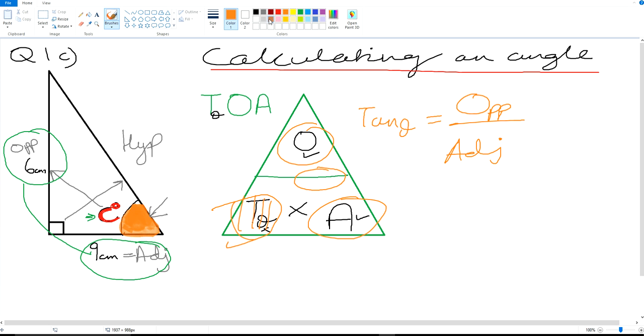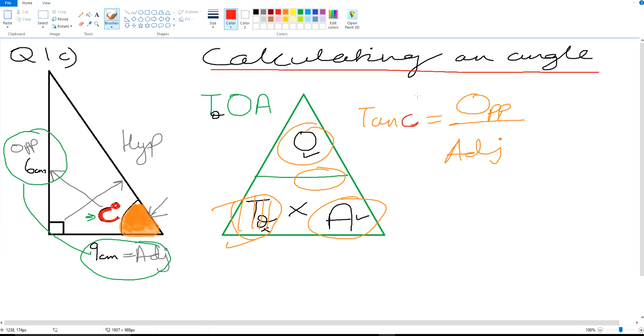Now, if we look at our question, we don't want to work out the tan of C, we want to work out just the angle itself. Now this angle symbol here, we can replace it back with the C really, because it means the same thing. That's what we're referring to. So I'm just going to rub this off for the moment and put C in its place. So tan of the angle C is equal to this.